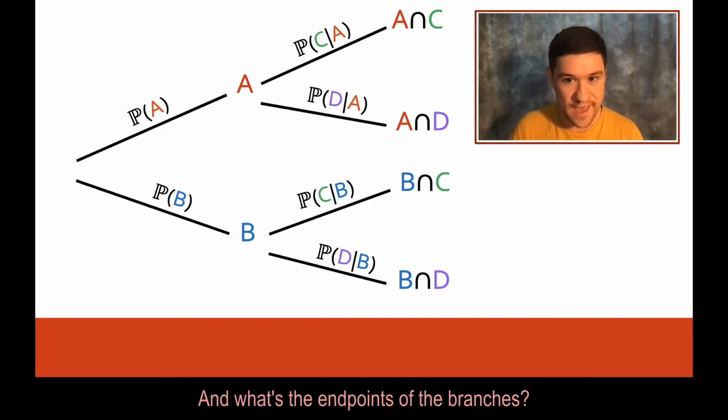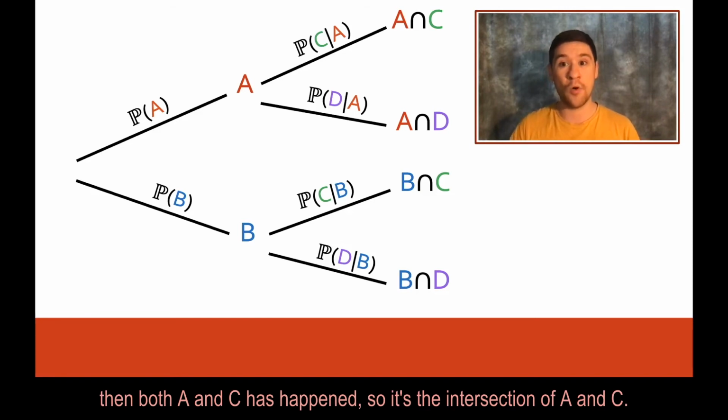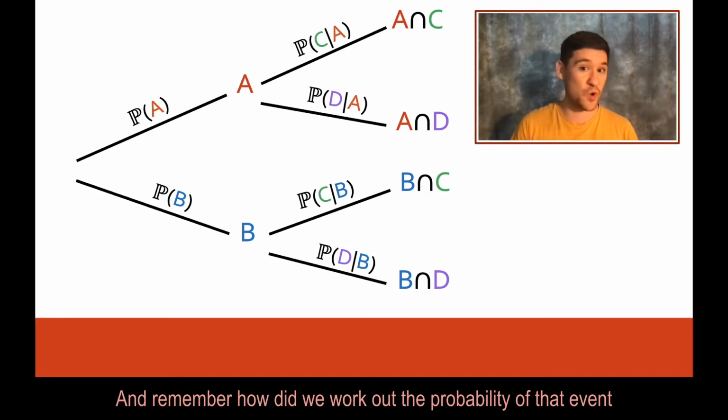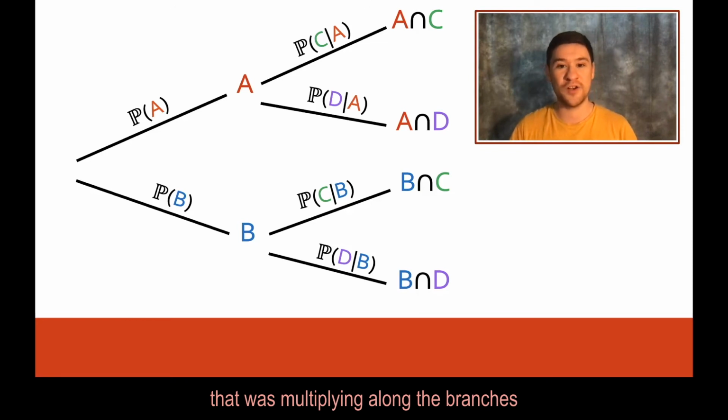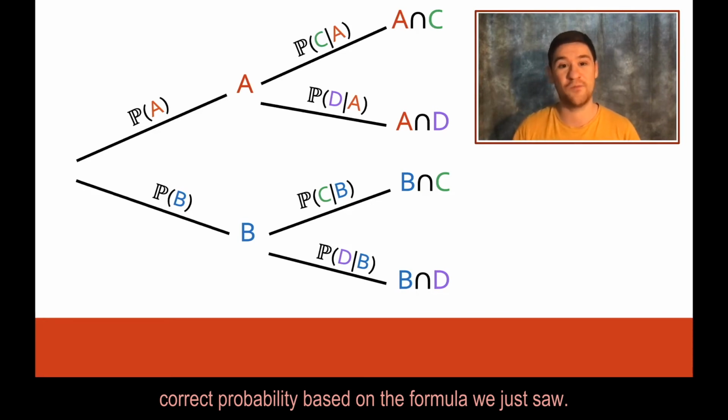And what's the end points of those branches? Well, once A has happened and C has happened, then both A and C have happened. So it's the intersection of A and C. And remember, how did we work out the probability of that event? That was multiplying along the branches. Multiplying along the branches in this case gives us the correct probability based on the formula we just saw.